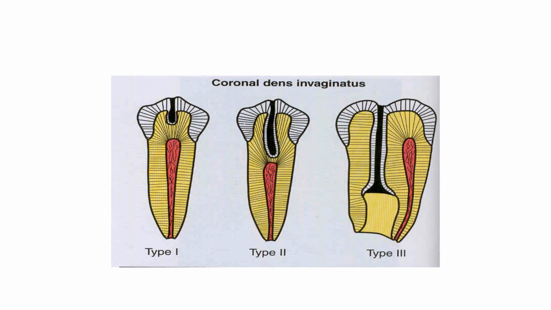So this is a comparative picture of coronal dens invaginatus, that is type 1, type 2 and type 3. In type 1, the invagination, you can see the black color, is confined to the crown itself. In type 2, it extends below the cemento-enamel junction, and in type 3, it extends through the root and perforates in the apical or lateral radicular areas.